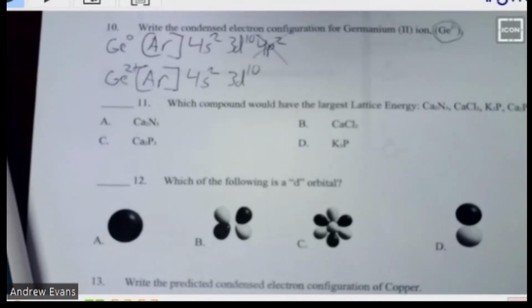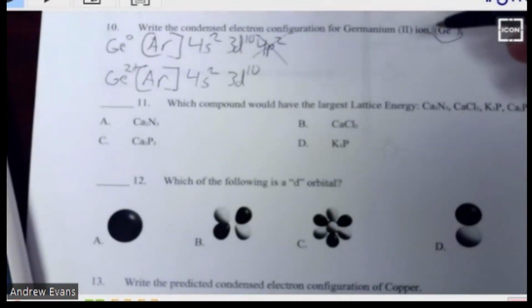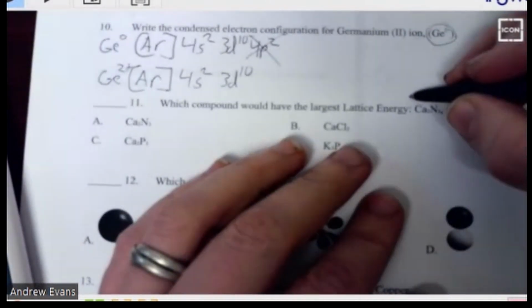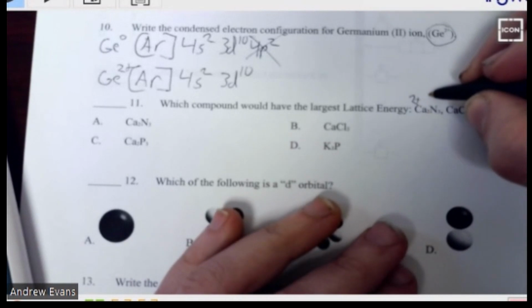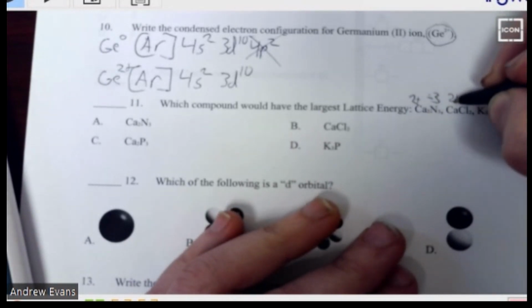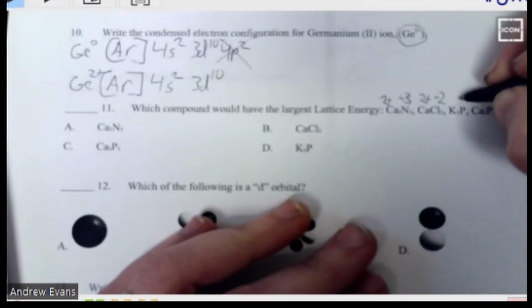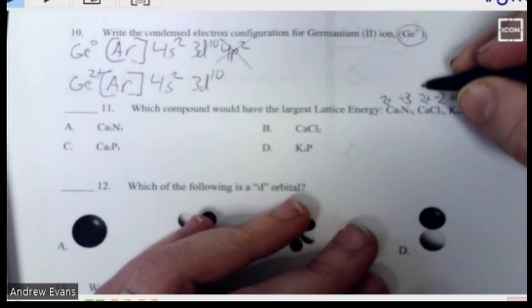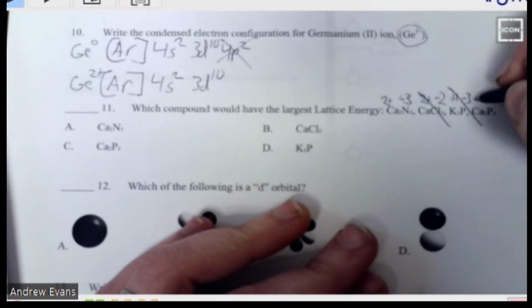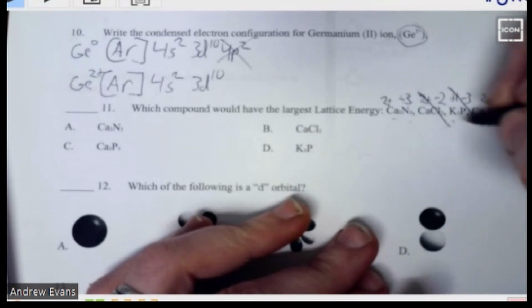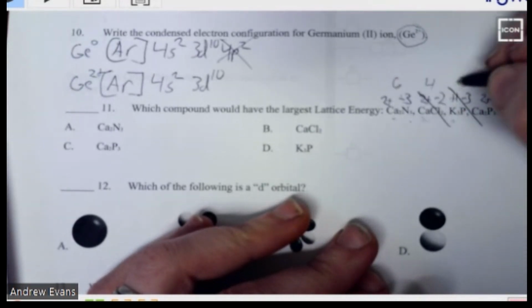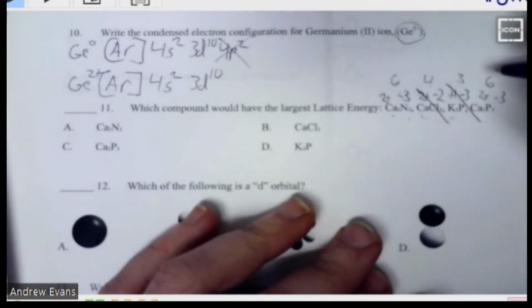Okay. Now, which compound would have the largest lattice energy? First thing, look at the charge. 2 plus, 3 minus, 2 plus, 2 minus, 1 plus, 3 minus, 2 plus, 3 minus. So these are effectively 4, 6, 3, 6.